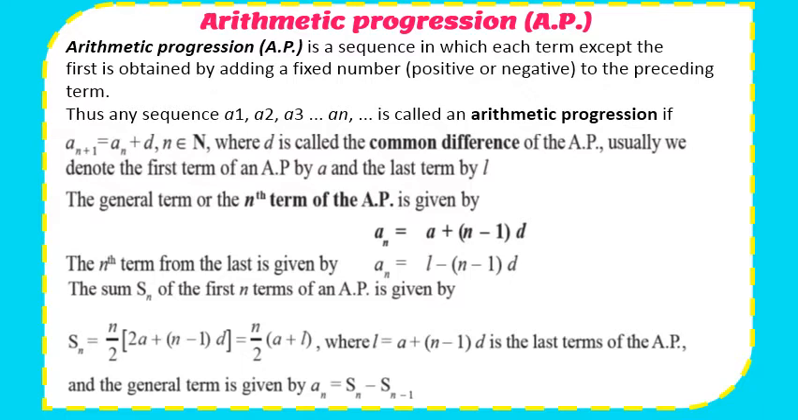We also have the formula for the sum of n terms. So the sum of n terms of an AP is given by Sn equals n by 2 into (2a plus (n minus 1) into d), which can be written as n by 2 into (a plus l), where l is the last term. And also the general term can be obtained by an equals Sn minus S(n minus 1). Okay, so pause and note down these points.